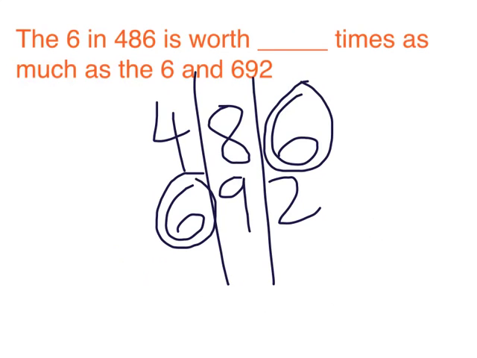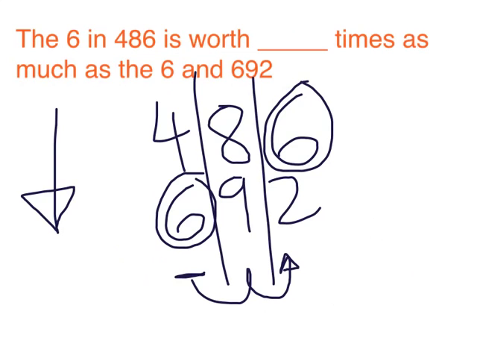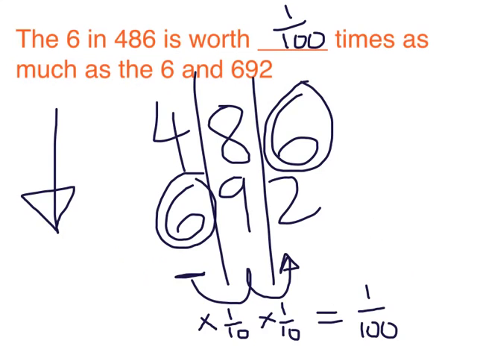I'm focusing on. When I go from my hundreds place down to my ones place, is my number getting bigger or smaller? It's getting smaller, so I'm going to draw my arrow pointing down. I know it gets smaller by how many place values? It gets smaller by 2 place values. So I know that I'm going to multiply by 1/10 2 times. I know that 1/10 times 1/10 is going to give me 1 over 100. So the 6 in 486 is worth 1/100th times as much as the 6 in 692.